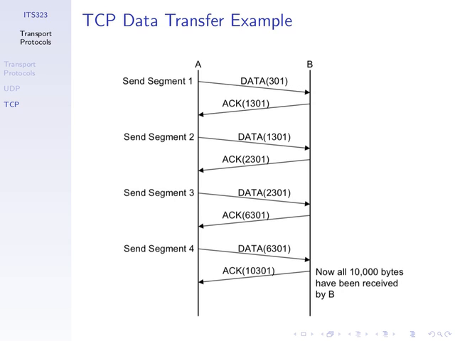Data 301. This would be ACK 1301. Data 1301, 2301, 6301. Same numbers on here. So this is the sliding window mechanism in use. We're allowed to send multiple segments. Or it could have been like this.